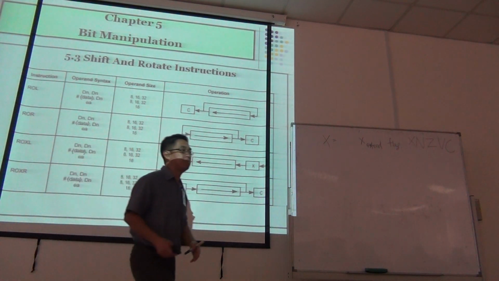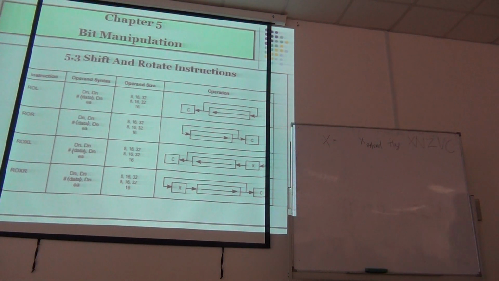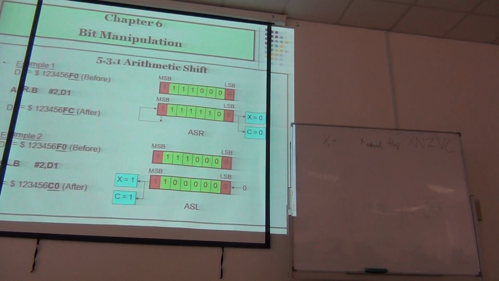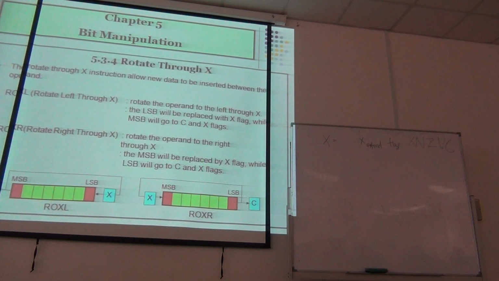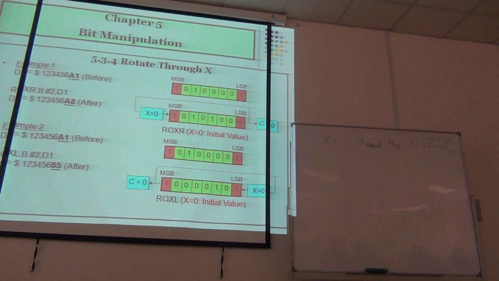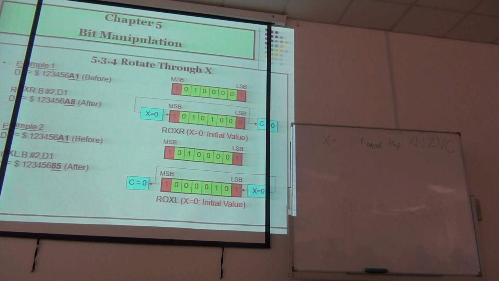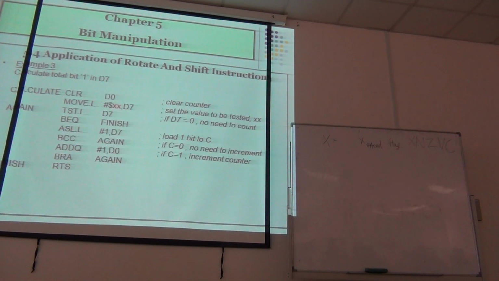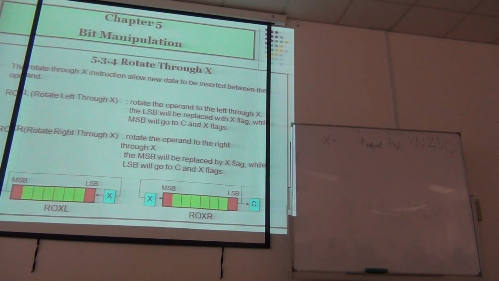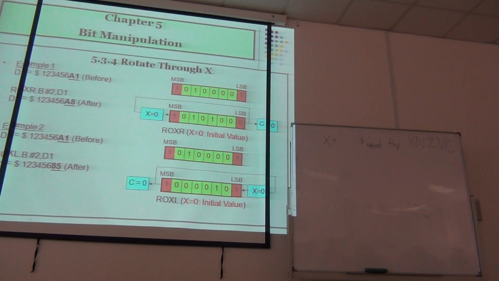Okay, let's look at the question. The question is given like this normally, right? So you can see the example, and you can see that from the question, X is given. X is given as 0 as the initial value.